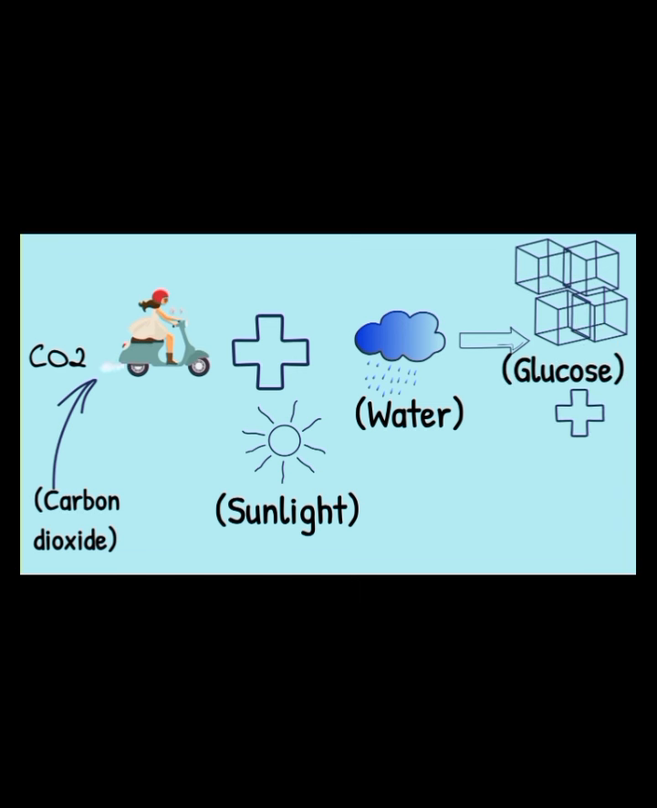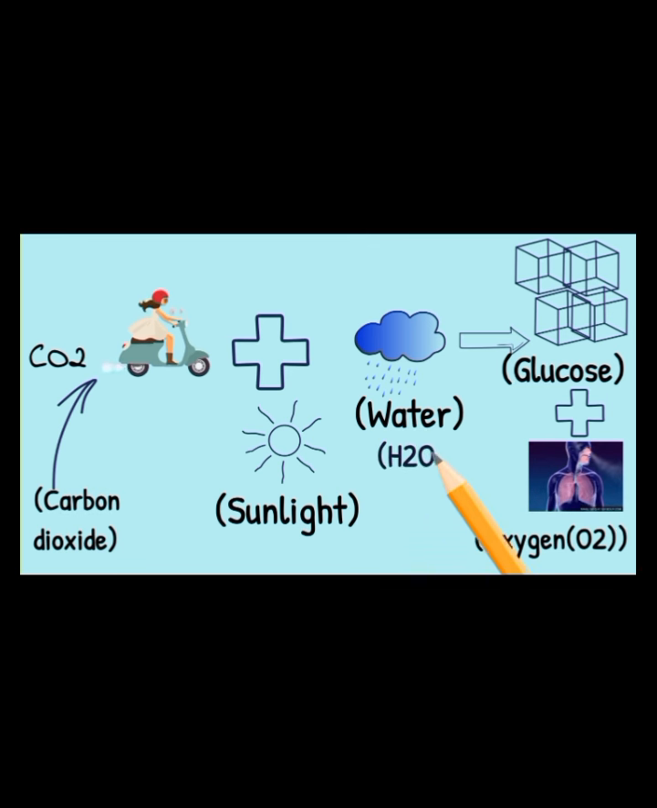Not only glucose is being released, plus oxygen. So when carbon dioxide reacts with water in the presence of sunlight, it gives us glucose and oxygen. And this is the simple chemical reaction for photosynthesis. Carbon dioxide plus water to produce glucose and oxygen. So that is the end of today's topic.